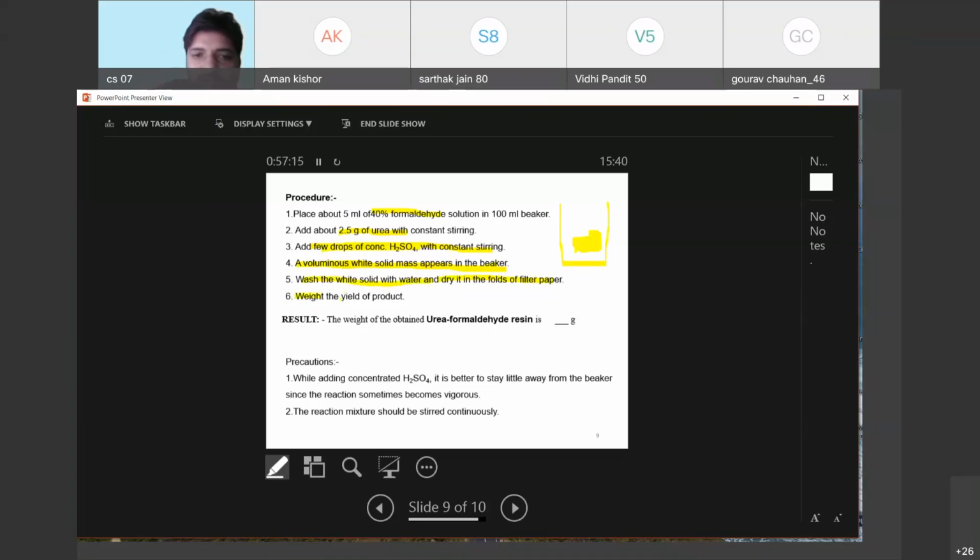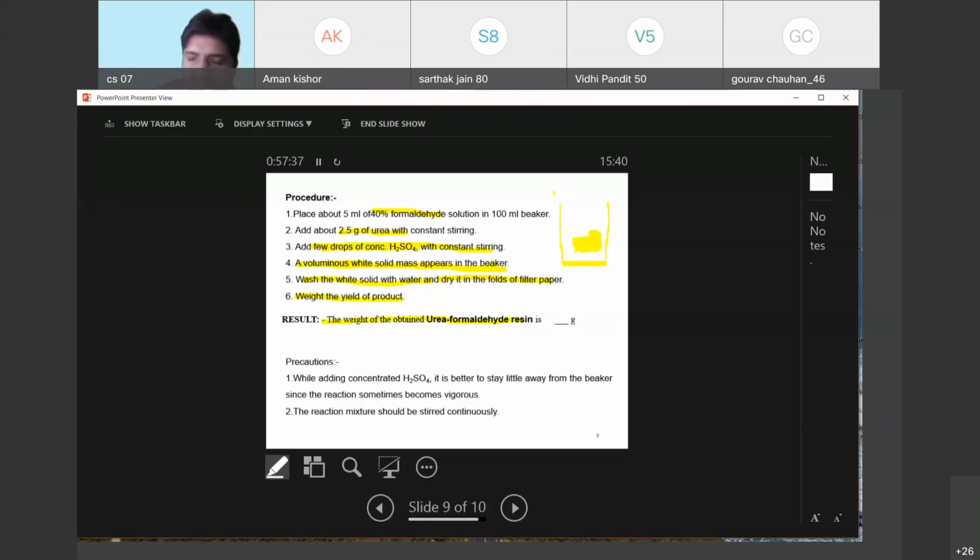Then after drying, you have to check the weight of the product that you obtained. Okay. So this is the overall process, and in the result, you have to write down the weight of the urea formaldehyde polymer or resin that you have obtained. That you have to write. Okay. So this is the procedure.